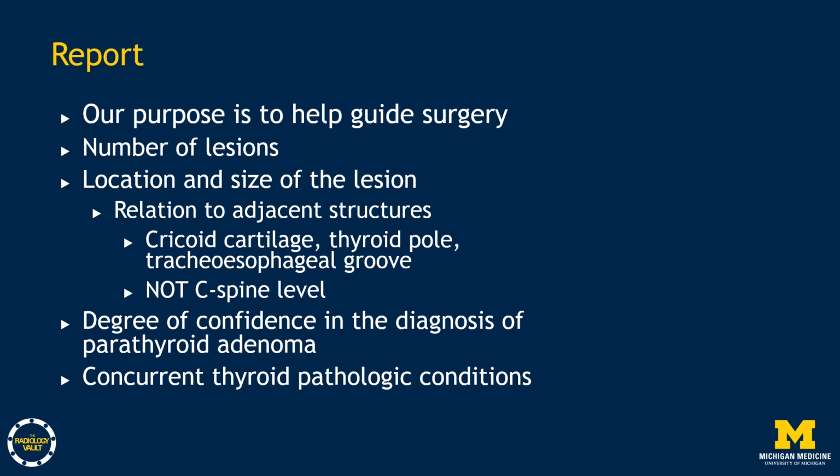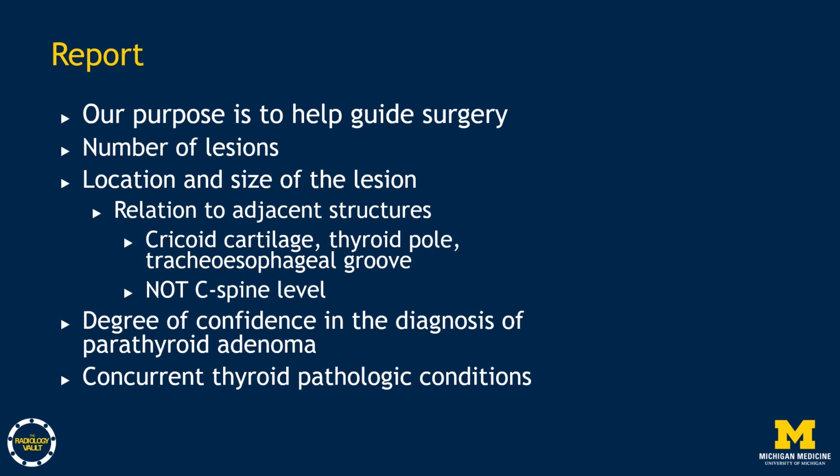Remember, our purpose is to help guide surgery. So note the number of lesions, their locations and size, and their relationship to adjacent structures. It's best to talk about things the surgeon will see during surgery or can palpate, such as the cricoid cartilage, the thyroid poles, or the tracheoesophageal groove, and specifically not talk about the C-spine level.